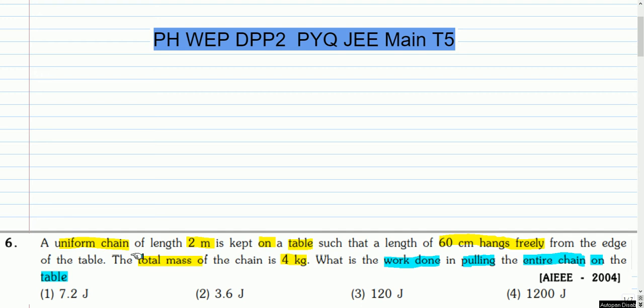A uniform chain of length 2 meters is kept on a table such that a length of 60 centimeters hangs freely from the edge of the table. The total mass of the chain is 4 kg. What is the work done in pulling the entire chain on the table? You can pause the video and attempt this question.